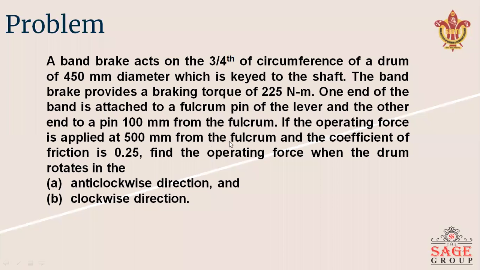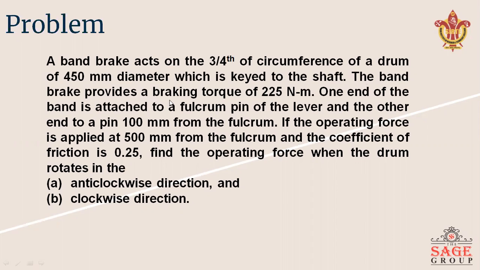This is the simple numerical problem related to the simple band brake. A band brake acts on 3/4th of the circumference. That means theta is equal to 3/4th of the circumference of a drum of 450 diameter. That means the diameter of the drum is 450, which is keyed to the shaft.